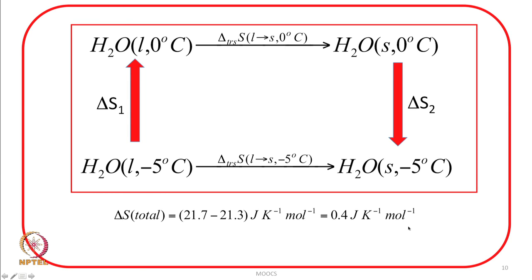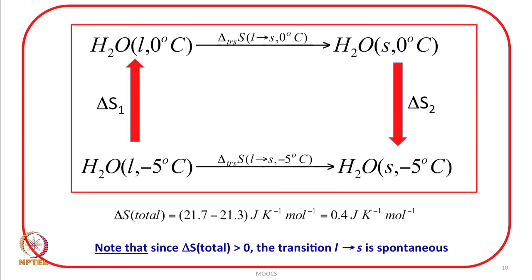So, once again the point to be noted here is that the total entropy change in the system plus the entropy change in the surroundings turns out to be positive. Therefore, the process must be spontaneous, and that is what is commented over here, that since delta S total is greater than 0, the liquid to solid transition is spontaneous. So, this problem once again highlights the significance of the second law of thermodynamics in demonstrating the spontaneity of a process.